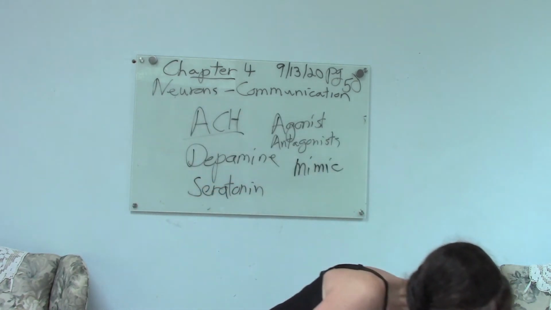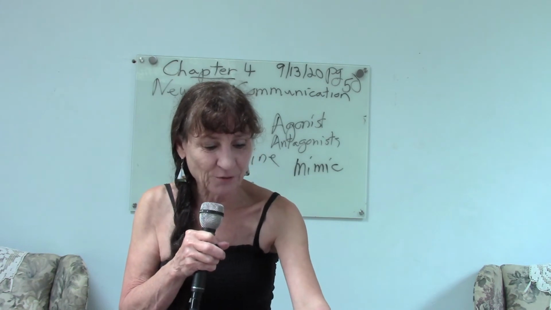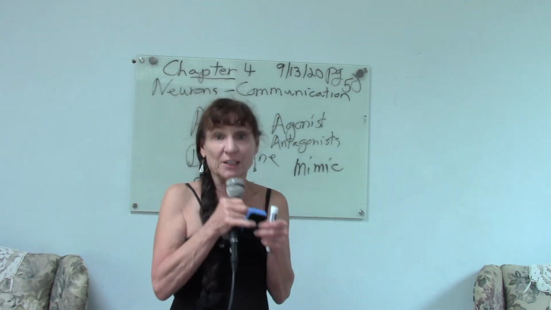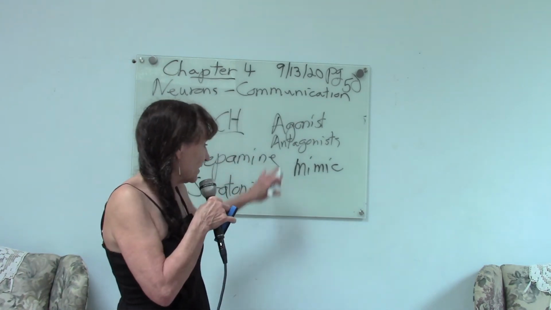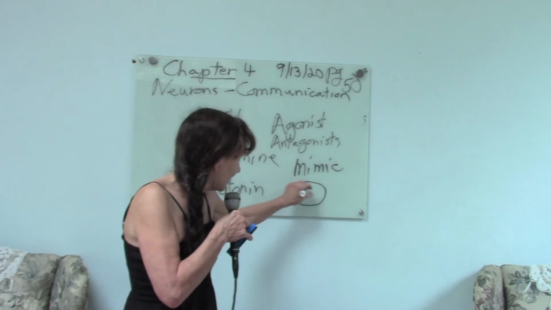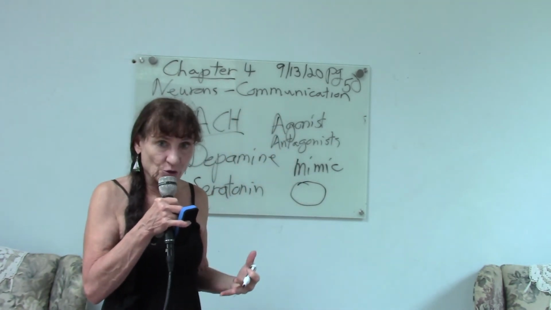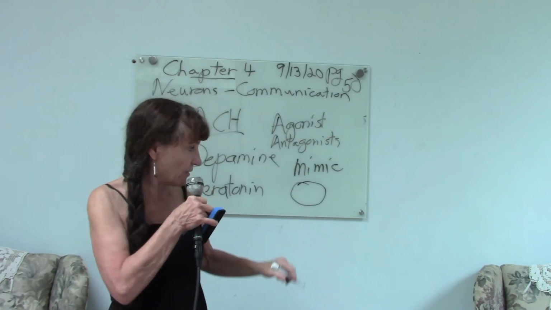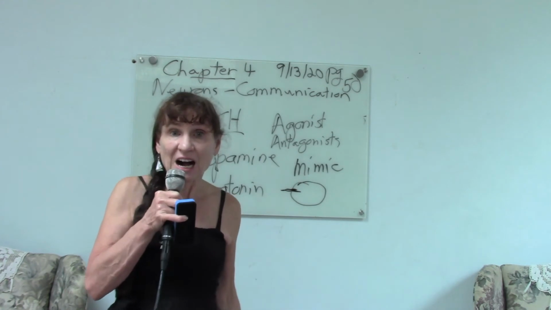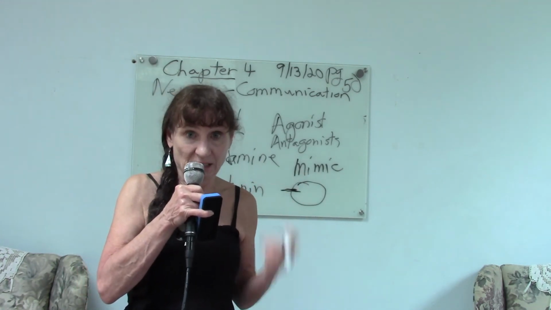Sorry. Okay, so if you have a lock and a key fits into it, then it opens the door. It's the same thing with a receptor site. So if an agonist can mimic that neurotransmitter closely enough so that it fits into the lock, then it may actually get that neuron to fire.